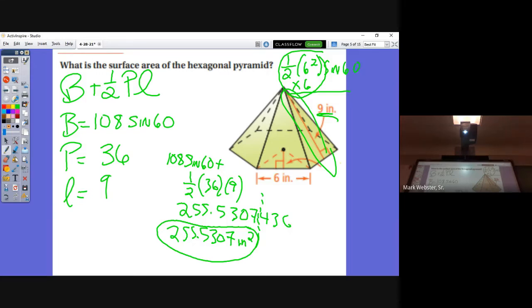That makes more sense. One more question? How'd you get 108? Half of 6 squared times 6. I just combined all my like terms here. Oh, okay. Yeah, I didn't see that. Thank you. No problem.